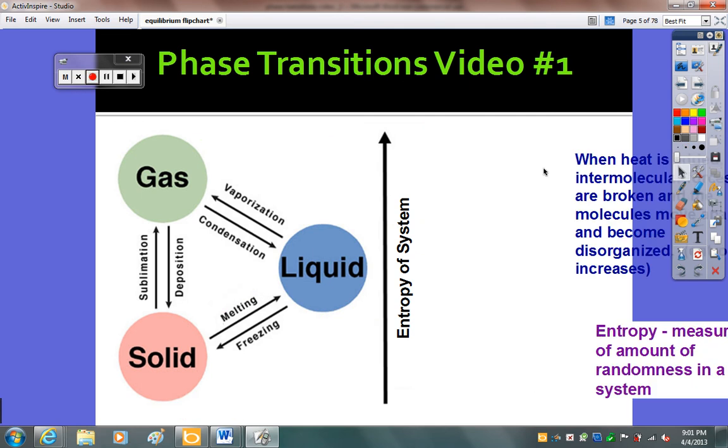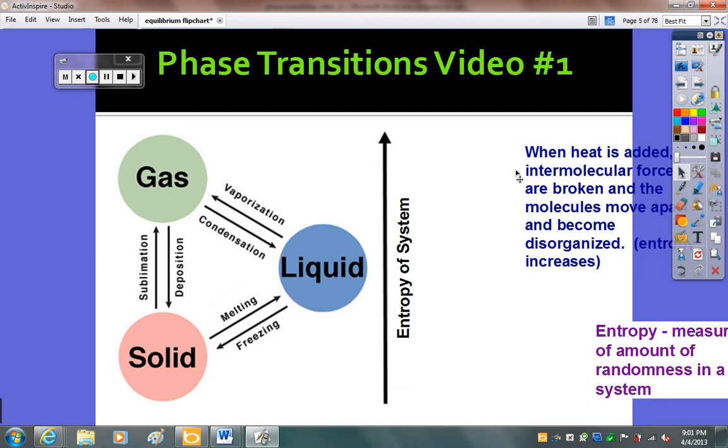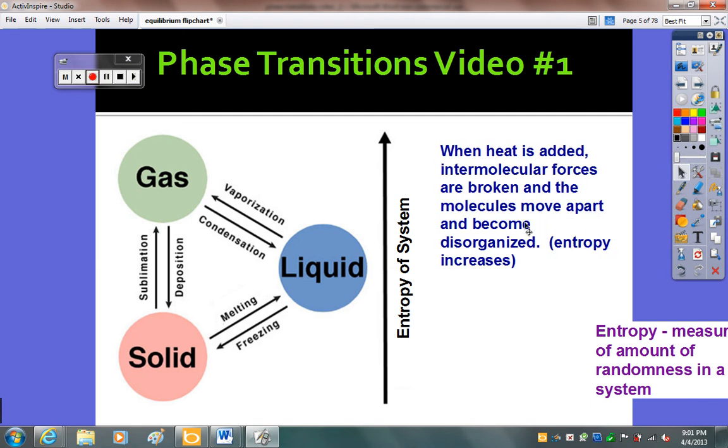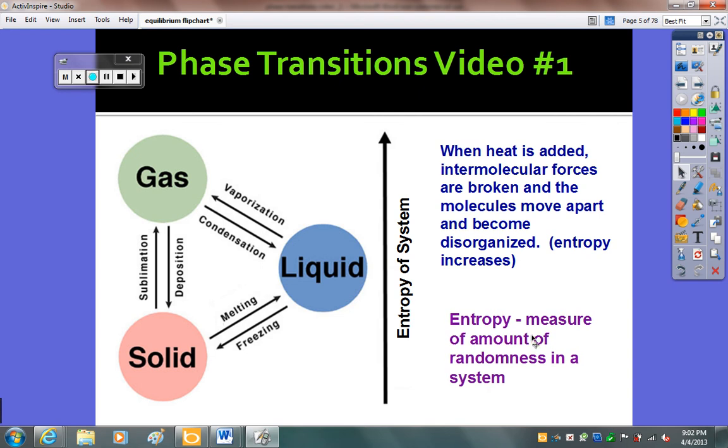Okay, once again here, we're talking about intermolecular forces changing. We're talking about having more or less organization. So in general, if heat is added, intermolecular forces are broken, and the molecules move apart and become disorganized. This disorganization is called entropy. Entropy is a measure of the amount of randomness in your system.